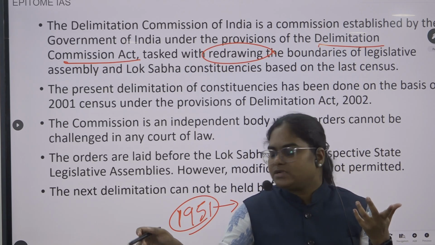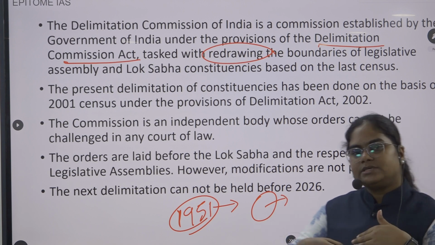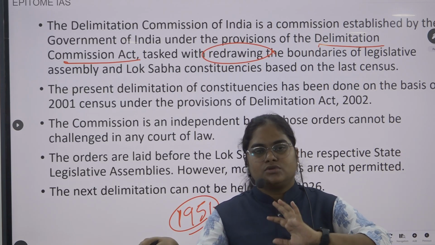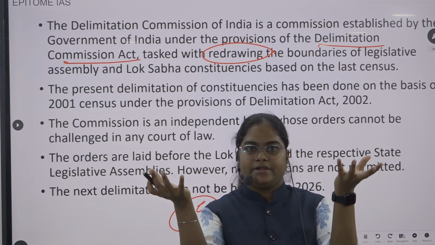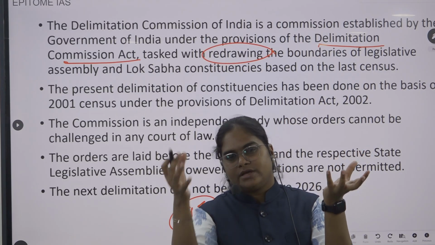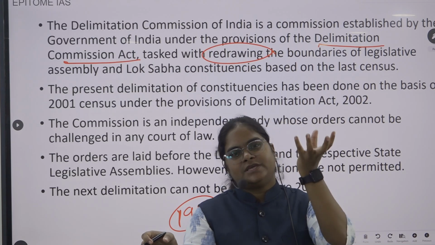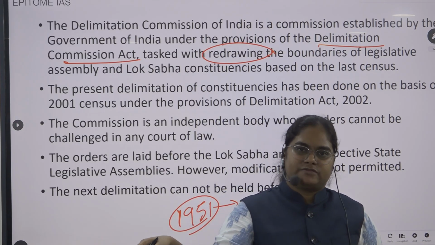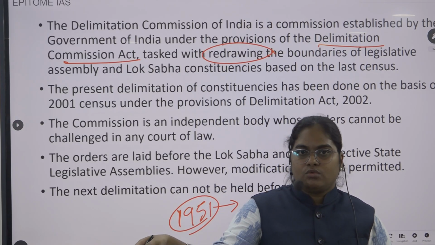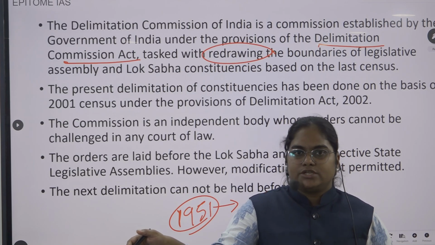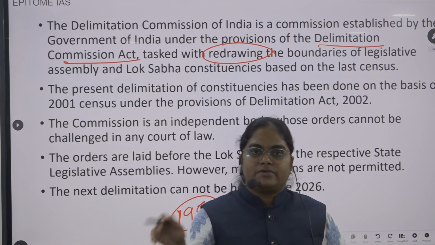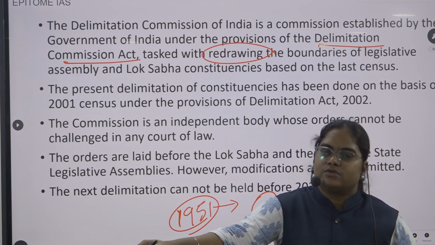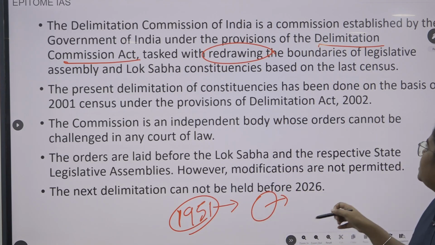Otherwise what will happen? Let us say in one constituency the population is increasing like anything, and in another constituency the population is declining. Let's say both had 100 and 100. Now this increased to 200. This decreased to 50. Now these 50 people and these 200 people will both have one representative. Is that fair? No, right? So whatever changes are happening should be taken into account. That's why from time to time they are redrawing the boundaries of these constituencies. Okay, that's the thing.